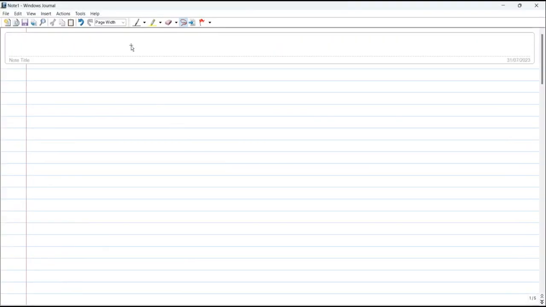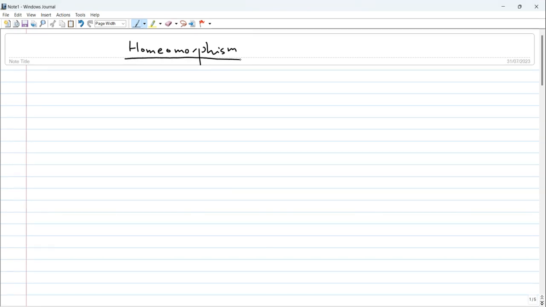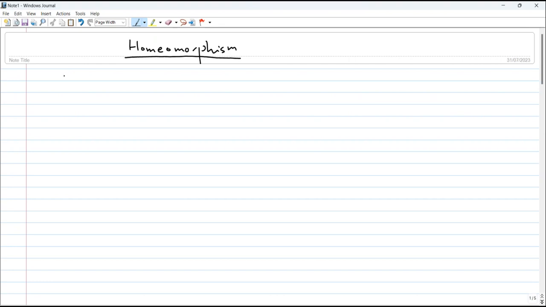Hello and welcome back. Today we are going to look at the notion of homeomorphism. So we have been looking at the notion of continuity. Now, a homeomorphism is a function that's continuous, and its inverse is also continuous.